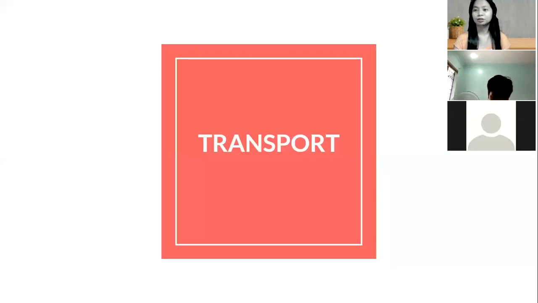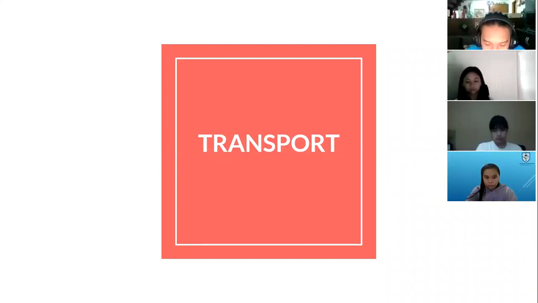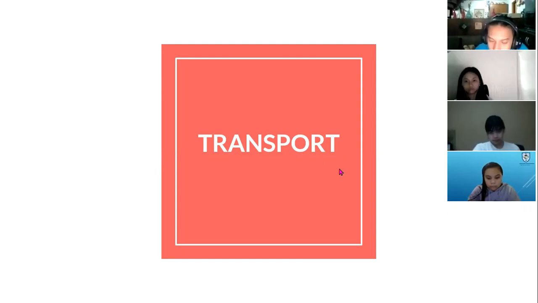So as you can see here, there is a word written: transport. Do you have anything on your mind that can be associated with the word transport? Any thing or event? What do you remember when you see the word transport? What are the terms that are related to this term as well?